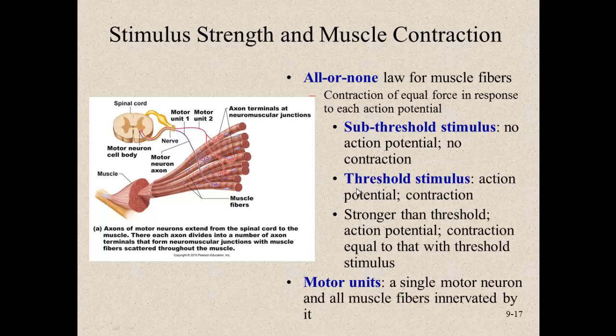If we have a stimulus that allows the membrane to reach threshold, then you get contraction. Anything stronger than that is just going to be reaching threshold, so we can't get a stronger action potential. We talked about that with the nervous system. Anything below threshold, you're not going to have any contraction. Any stimulus at or above threshold, you're going to get the same contraction because we can't increase strength by action potentials alone. The only way we can increase strength is by activating more motor units.